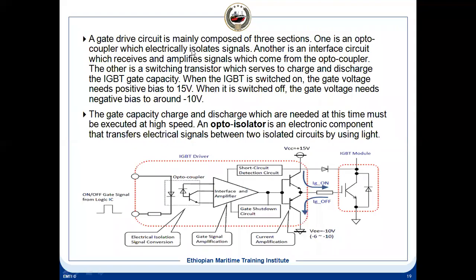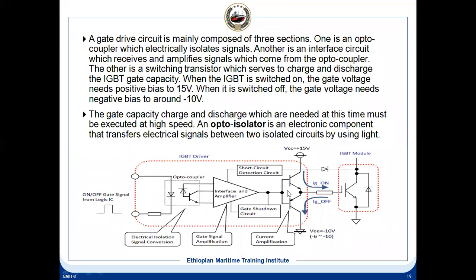Now, a gate drive circuit consists of three sections. One is an optocoupler, which will electrically isolate the signal. It is not directly connected. Then another is an interface circuit which receives and amplifies the signal coming from the optocoupler. And the other is a switching transistor. This switching transistor serves to charge and discharge the IGBT gate capacitance.